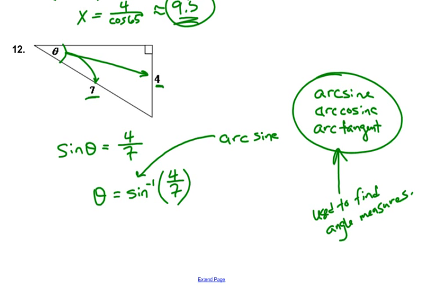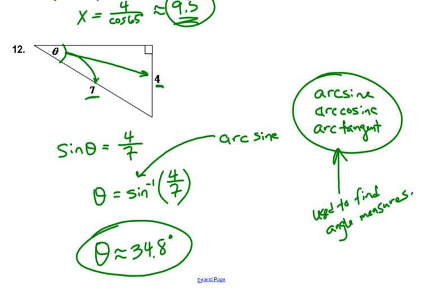Well, hopefully at this point you've recognized that you can just type this in your calculator, arc sine of 4/7, and by doing that we can find the value of theta. Your calculator will give you 34.8499, something around there. We're going to round this off to 34.8 using our rounding rules of doing it to the nearest tenth. So theta in this case is a 34.8 degree angle.